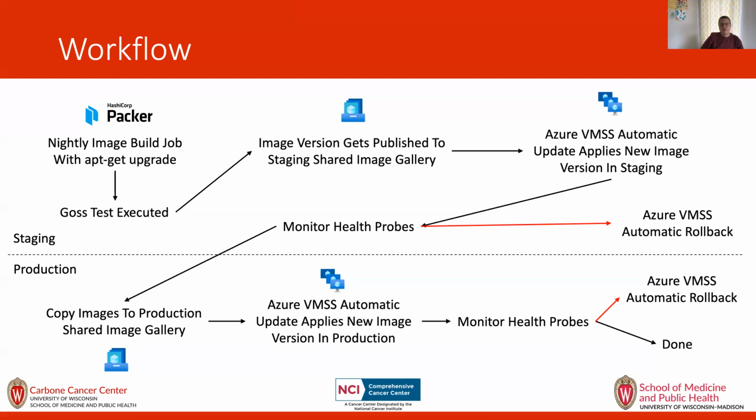we're using the same exact image. So once that's copied over, the same thing happens again in production, where the virtual machine scale set sees a new image version and automatically starts the rolling updates. And again, if the health probes fail, Azure would automatically roll back to the last healthy image.